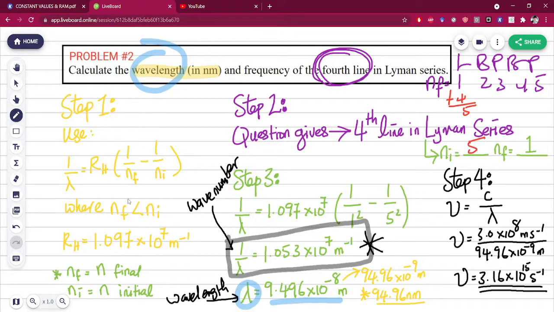So in exams, they're going to give you 1 mark for this. Okay, when you decide what is the n initial, what is the n final, 1 mark for the substitution, 1 mark for the final answers, 1 mark for here substitution, and 1 mark for the final answers. Don't forget your units. Units play a very important role in this.